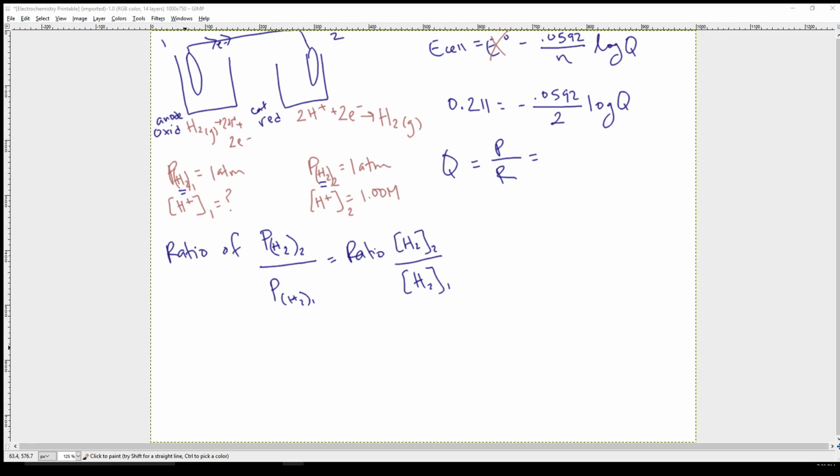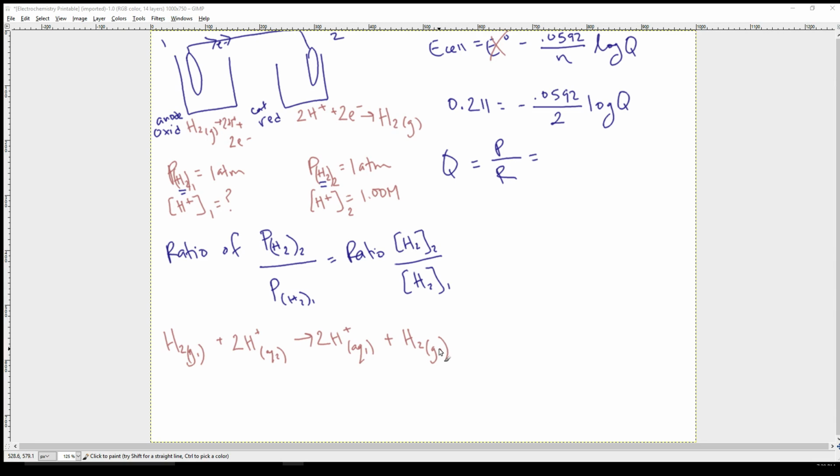I'll have H2 of electrode 1, which is, here, I'll write gas 1. Let's do it like that. Plus 2H pluses, and this is aqueous from cell 2, reacts to form 2H pluses aqueous cell 1 plus H2 gas from cell 2.